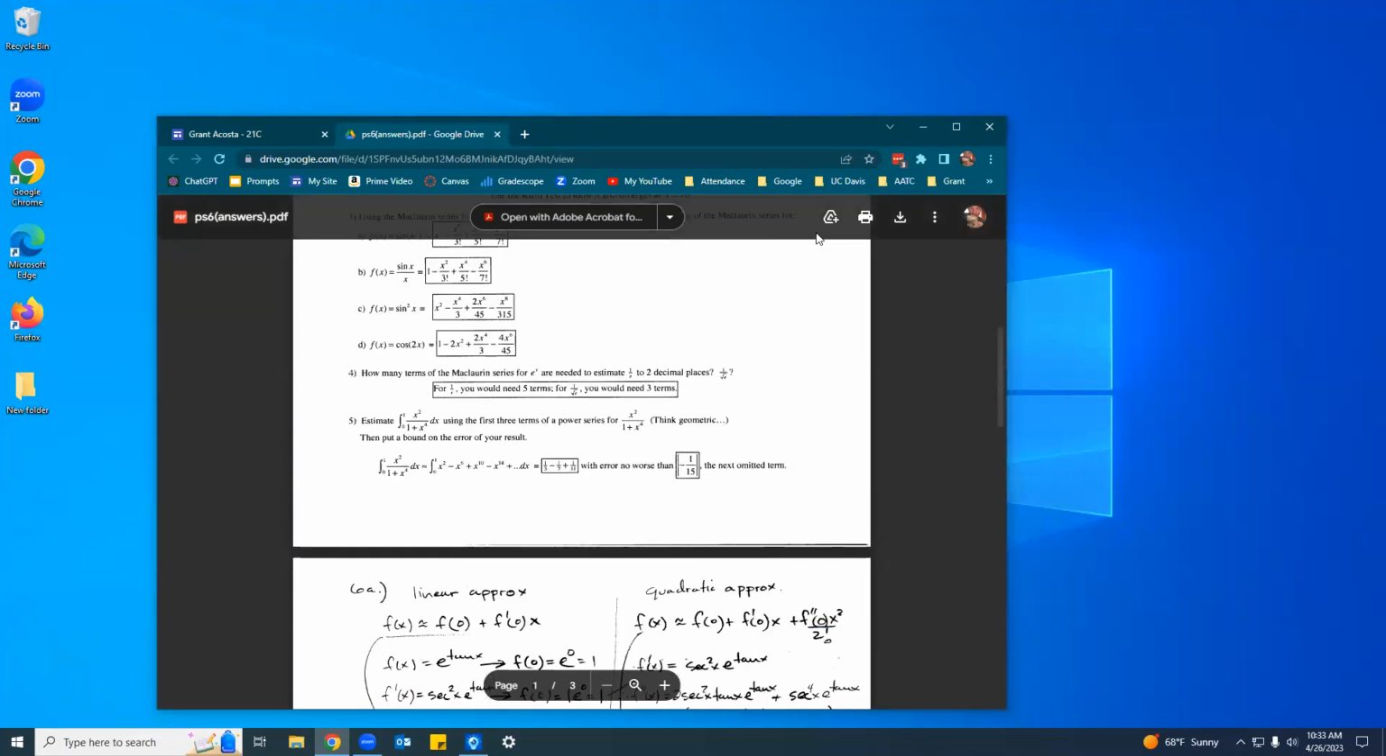So, trying to estimate this, right? I need to bound the error. I want this to be accurate to 2 decimal places. What does that really mean when we say we want something to be accurate to 2 decimal places? Let's just see what e to the -1 actually is, just for reference here. It's about 0.367.